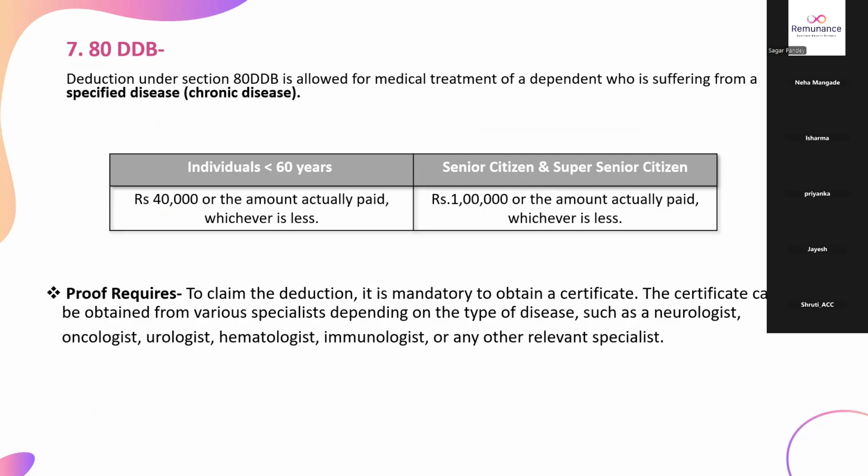Then there is 80DDB. 80DDB is allowed for medical treatment of a dependent who is suffering from a specified disease, that is, chronic diseases such as AIDS, cancers, and so on. If the individual is below 60 years, you will get exemption up to rupees 40,000. And if it is a senior citizen or super senior citizen, you will get exemption up to rupees 1 lakh. Here you have to obtain a certificate from a specialist. It depends upon the type of disease, like neurologist, oncologist, urologist, or any other relevant specialist.